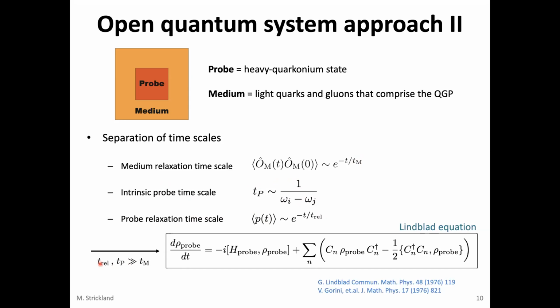Now, in the limit that the probe relaxation time and intrinsic timescales are much shorter, sorry, there's a typo there, than the medium relaxation time. So sorry, they're much greater. So the medium relaxes much faster than the rest of the guys. Then you can formally show that the evolution equation for the reduced density matrix can be expressed in the following form. And this is referred to now as the Lindblad equation.